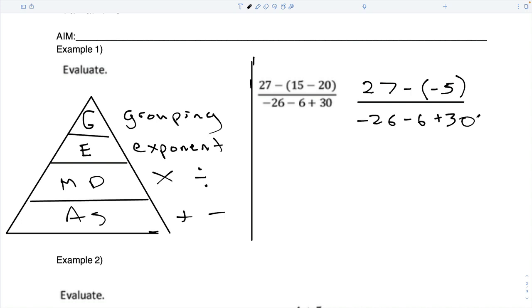Grouping can be either parentheses or it can be a fraction bar. This fraction bar, I need to have it just be a single line. I need to simplify until that fraction bar has a number on the top and a number on the bottom, and I can divide it. How would I simplify the top? What is 27 minus -5?